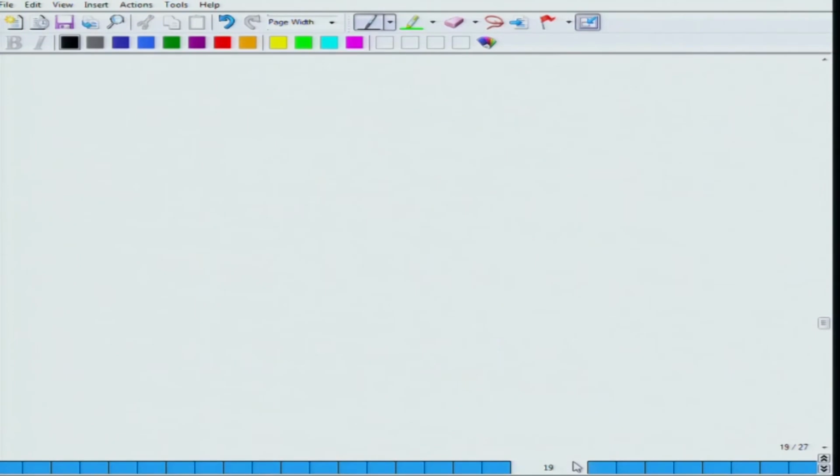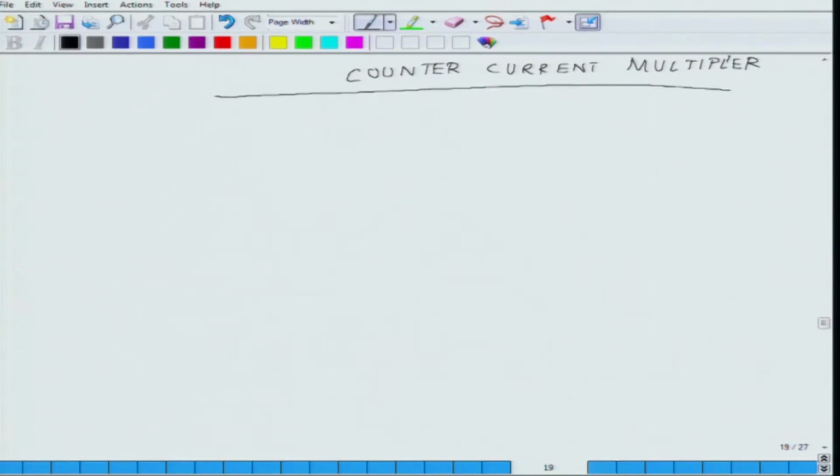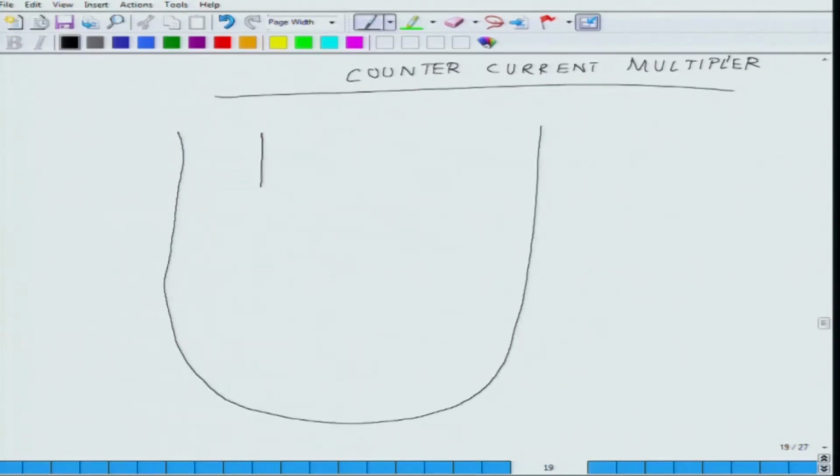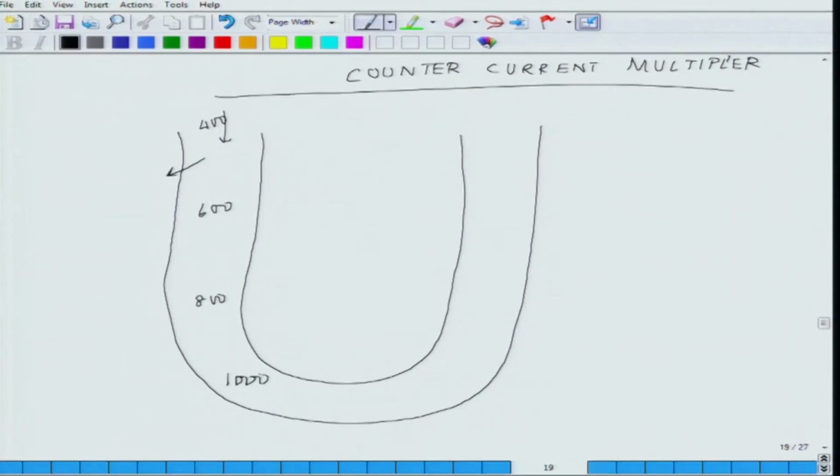So, now let us see how the counter current multiplier works. Okay. As of now, we haven't introduced any active transport of anything in the counter current mechanism. So, say for example, it is entering at 400 osmolarity value. Here it becomes 600, it is getting more concentrated, then it becomes 800, even more concentrated, then it becomes 1000 osmolarity value. At the bottom it becomes 1200, then it again becomes 800, then 600, then 400, and 200, and likewise.